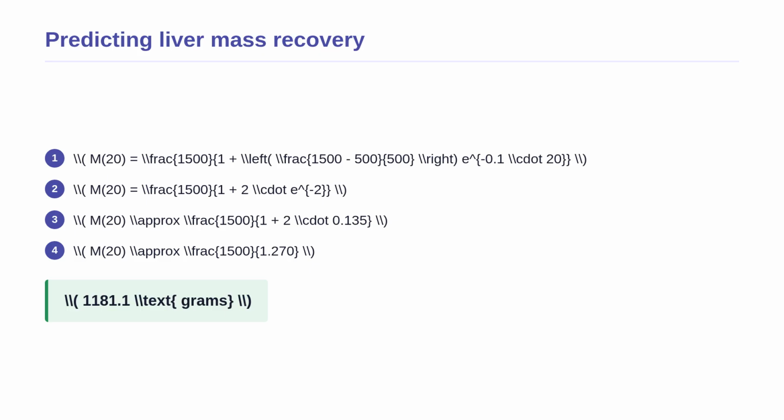First, we calculate the fraction in the denominator. 1,500 minus 500 leaves 1,000 grams to grow. Dividing by the initial 500 gives us 2. The exponent is negative 0.1 times 20, which is negative 2. Evaluating e to the negative 2 gives 0.135. Multiplying by 2 and adding 1 gives a denominator of 1.270. Dividing the target mass by this denominator gives our final answer. Physically, this means the liver has rapidly regained the vast majority of its original mass in less than 3 weeks, ensuring the patient's survival.